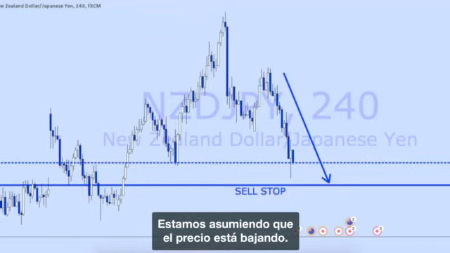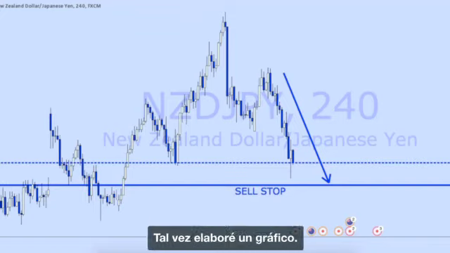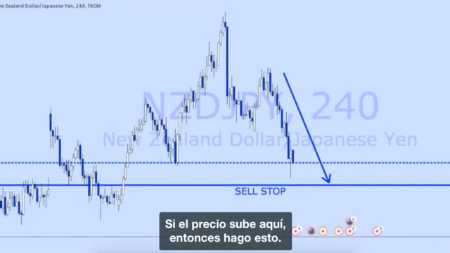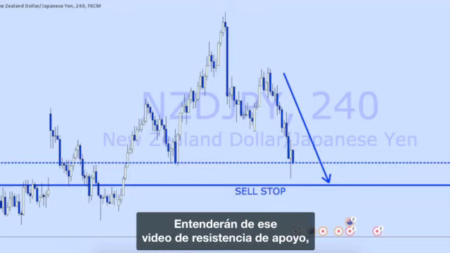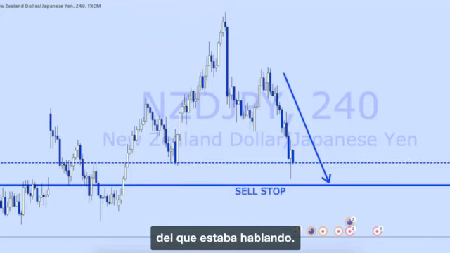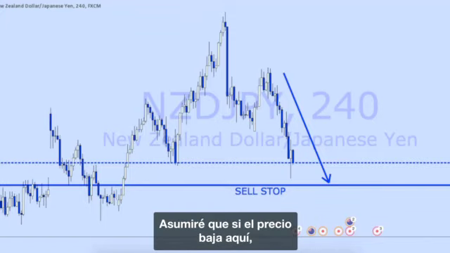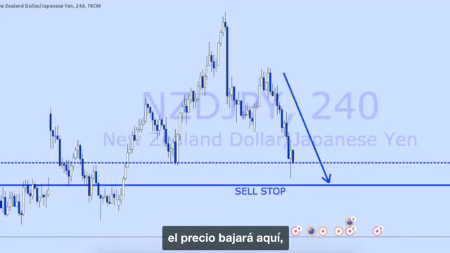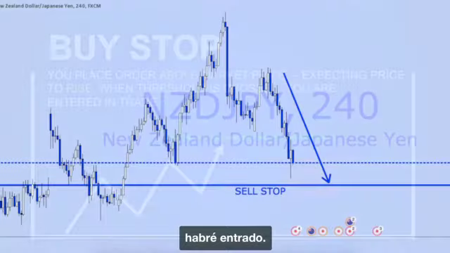All right. So we're assuming price is going to go down. Remember, keyword, I'm assuming. Maybe I drew up my chart. Maybe I created if-then statements. If price comes here, then I do this, and you'll understand this from the support and resistance video that I was just talking about. If price does this, then that. So I'm going to assume that if price comes down here, then I want to be in a sell. So price comes down and I'm assuming that, okay, price is going to come down here. I want to be entered. So that's the actual picture.